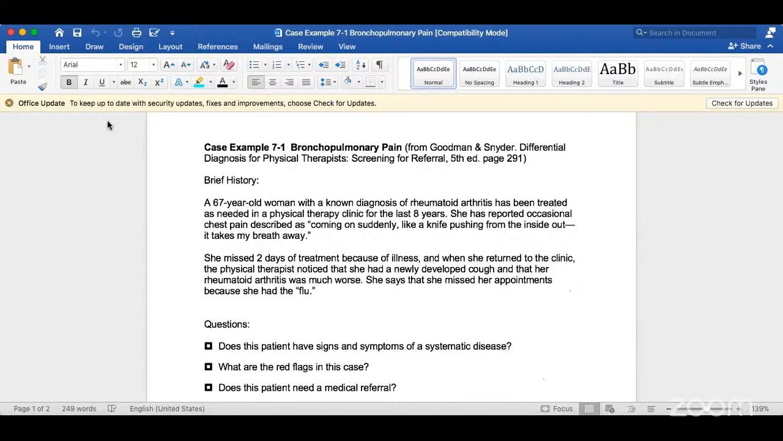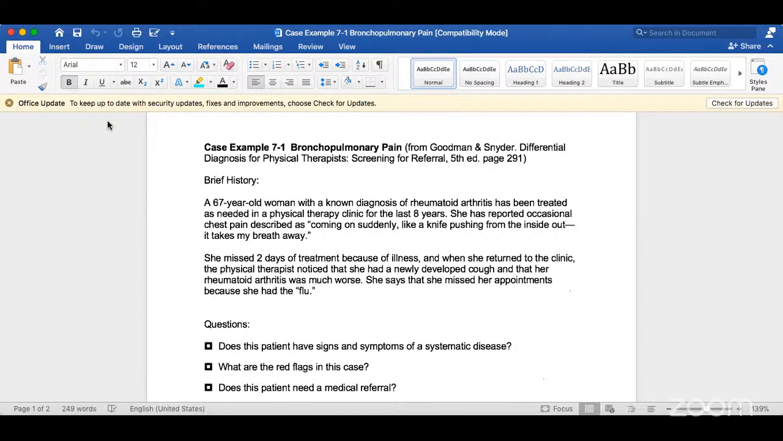He says it's a sudden, knife-like pain that takes his breath away. I take that as a red flag. A red flag. Okay. Wonderful. Outside the chest pain, please. Thank you very much, sir.